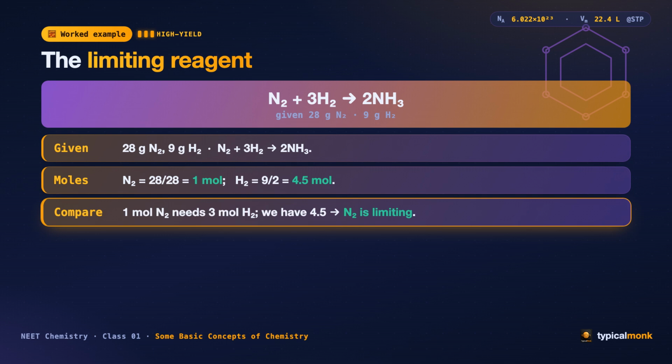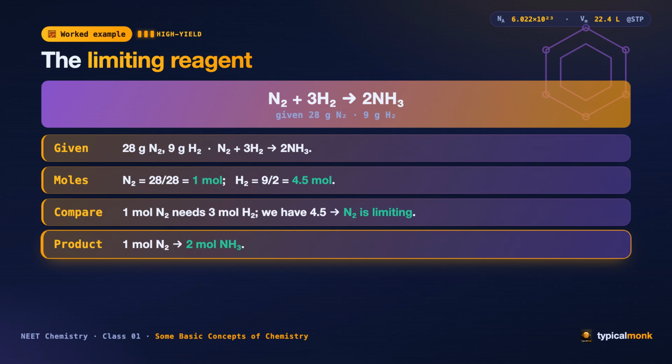Step 3. Compare with the ratio in the equation. The equation says 1 mole of nitrogen needs 3 moles of hydrogen. We have 4.5 moles of hydrogen, more than enough. So hydrogen is in excess, and nitrogen will run out first. Nitrogen is the limiting reagent, and the limiting reagent decides everything.